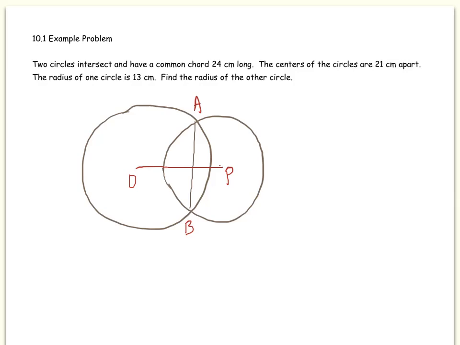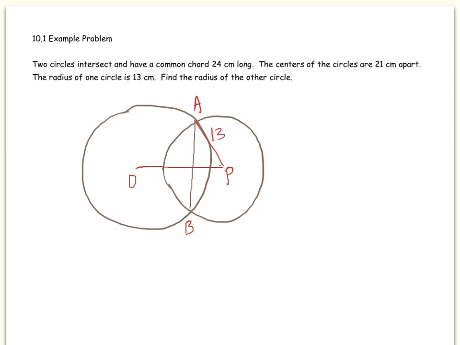Okay, so the first example that we have for 10.1, we have two circles that intersect and have a common chord of 24 centimeters long. The centers of the circles are 21 centimeters apart, and the radius of one circle is 13 centimeters. We're looking for the radius of the other circle. So let's just pretend we have the radius of P. I can draw that in as 13.